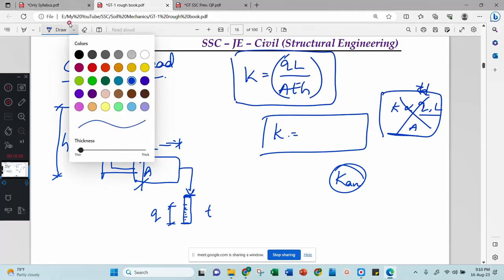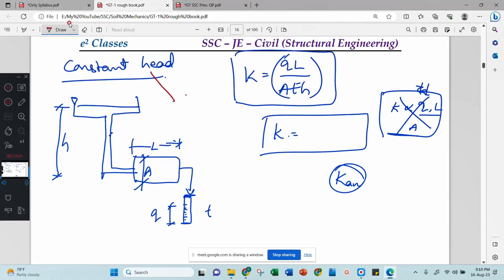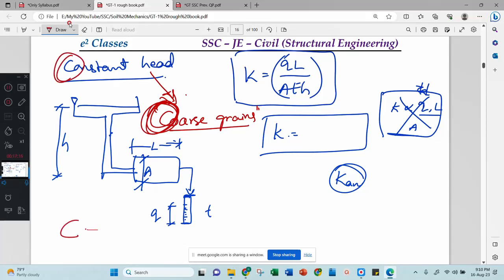One very important thing you have to remember about the constant head method is that it is very suitable for coarse grained soil. Constant head method is suitable for coarse grained soil. You can easily remember this: constant starts with C, coarse starts with C. C coarse, C constant head method.